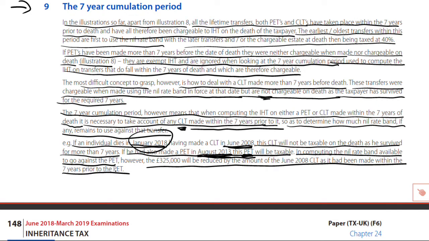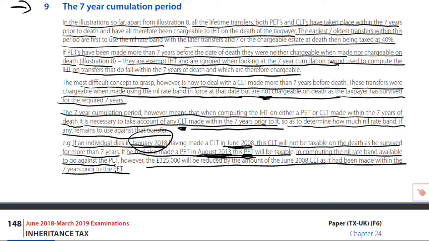So it goes back to what we've always said. IHT is a cumulative donor-based tax. When taxing any individual lifetime transfer, you cannot tax in glorious isolation. You need to know what has gone on within the 7 years before it.